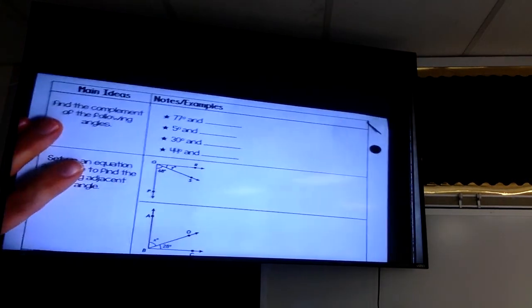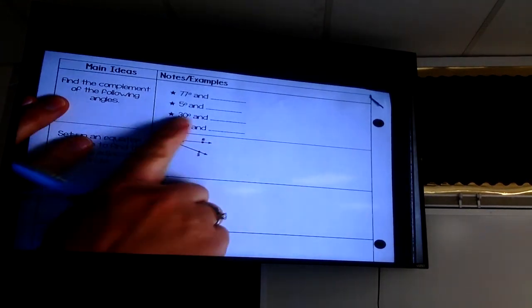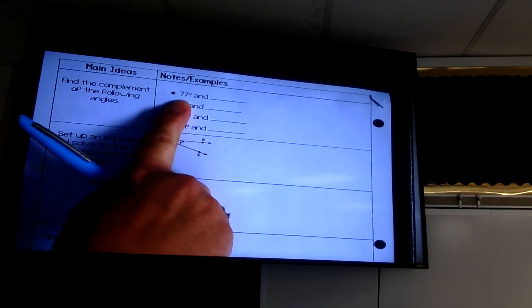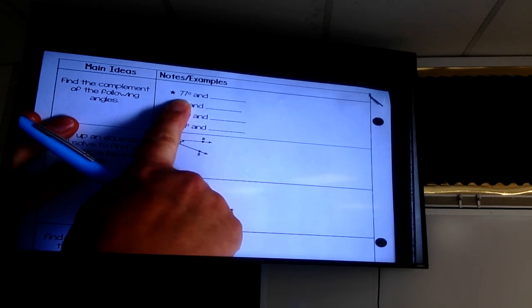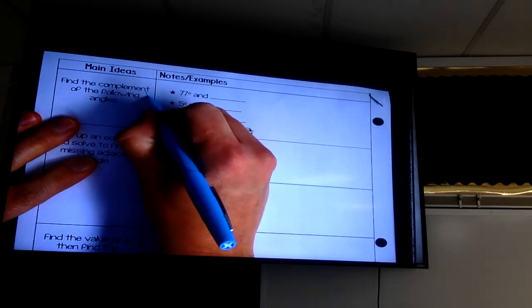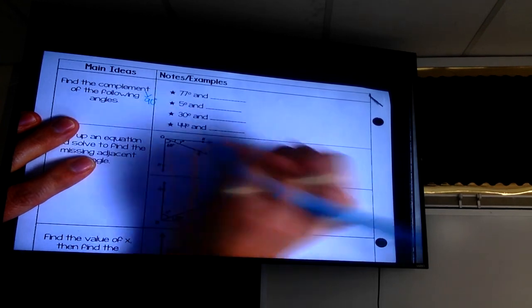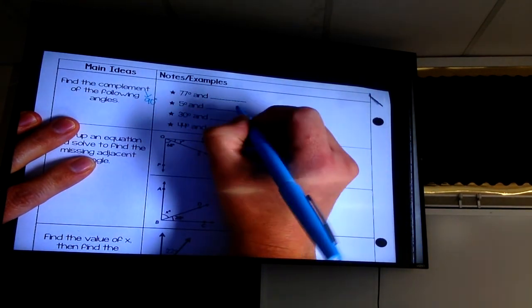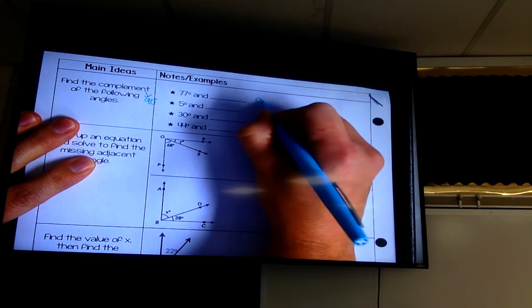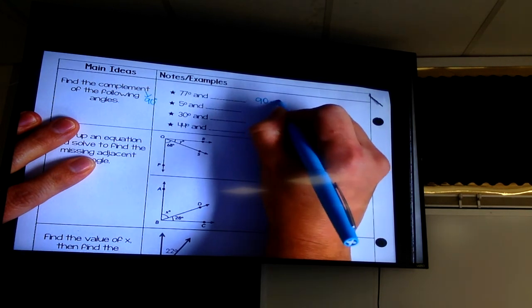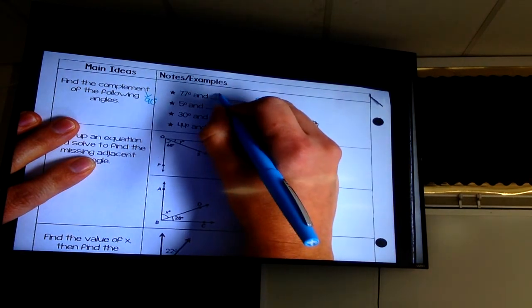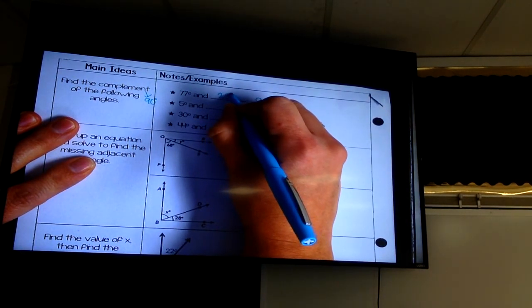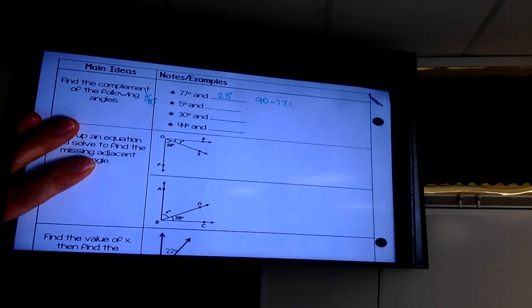So let's try some more on the back. This time, I'm going to give you one of the angles, and you have to tell me its complement. So instead of doing addition, we're actually going to do the opposite this time. I know complementary angles are two angles that add up to 90 degrees. So if one of them is 77, let's figure out what the other one would be. So I would say 90 minus 77 equals, and that would give me its complement. That equals 23 degrees.